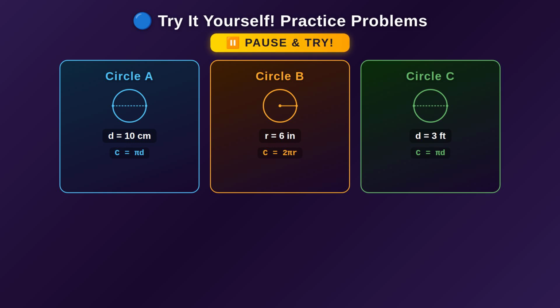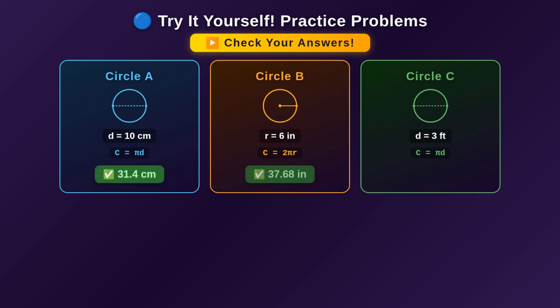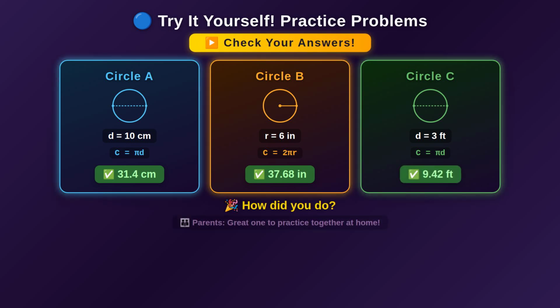All right, now it's your turn to be Maya. Here are 3 practice problems. Pause the video and try them on your own. Circle A has a diameter of 10 centimeters. Find the circumference. Circle B has a radius of 6 inches. Remember which formula to use. Circle C has a diameter of 3 feet. Nice and simple. When you're ready, hit play and we'll check your answers.